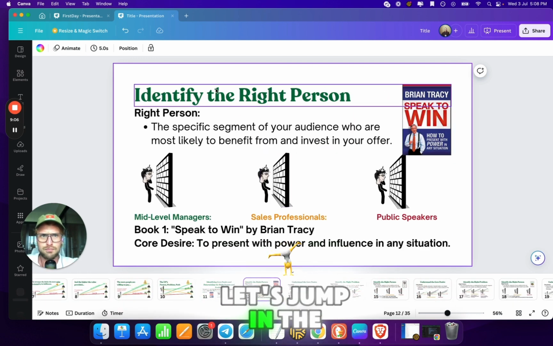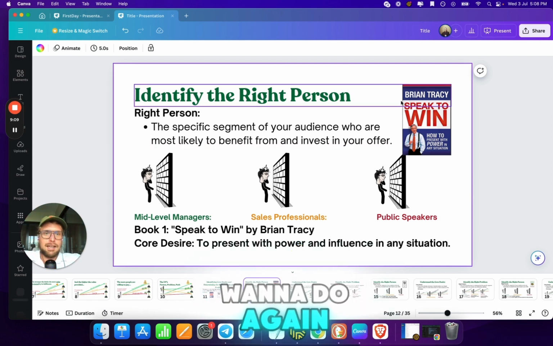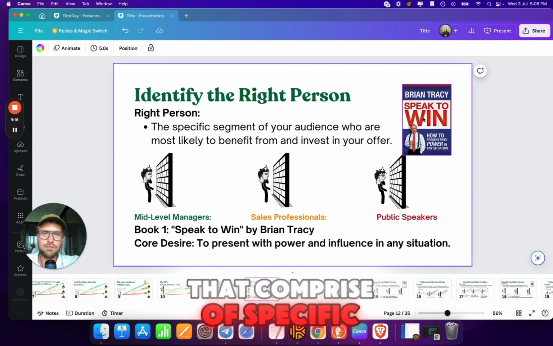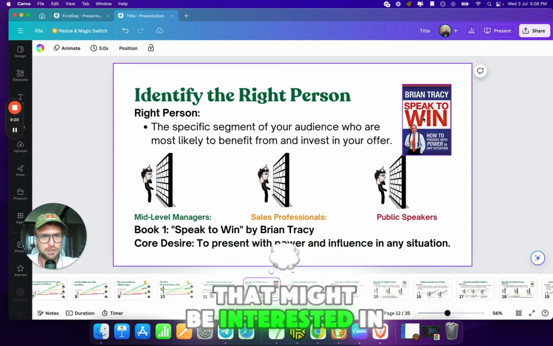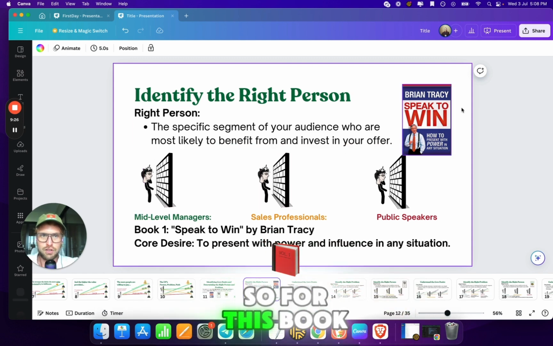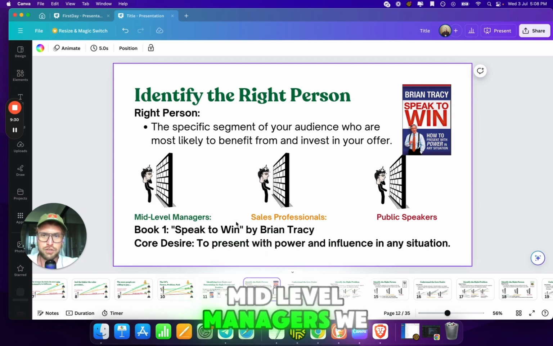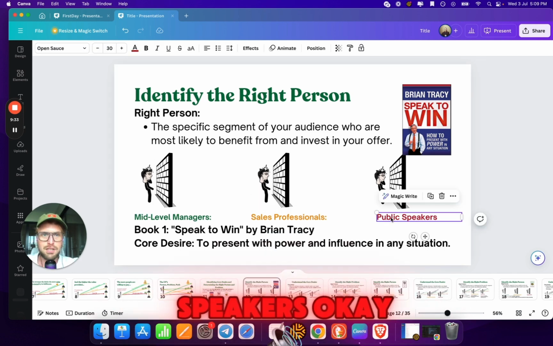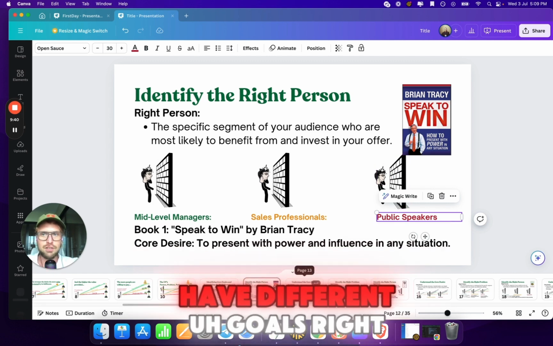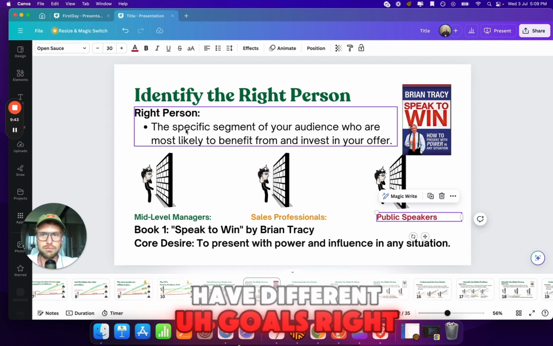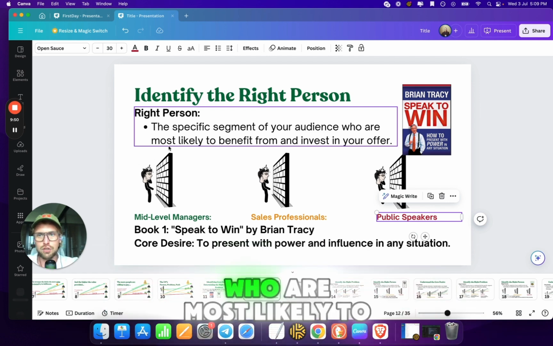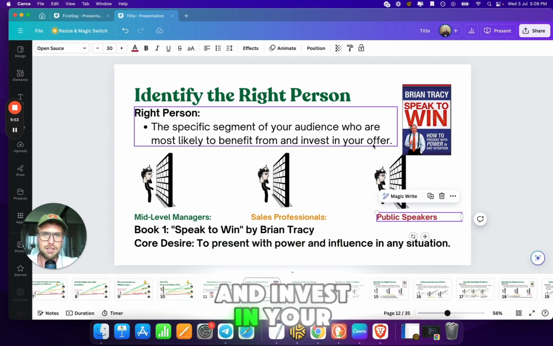So let's jump in. The first thing that we want to do, again, if we have books and we have large groups of people that comprise specific niche groups who might be interested in our thing, which is reading our book, we want to think: who are they? So for this book right here, we may have mid-level managers, we may have sales professionals, we may have public speakers. Each one of these types of people, as we will see, has different goals. They have different desires, different core values. This is the specific segment of your audience who are most likely to benefit from and invest in your offer.